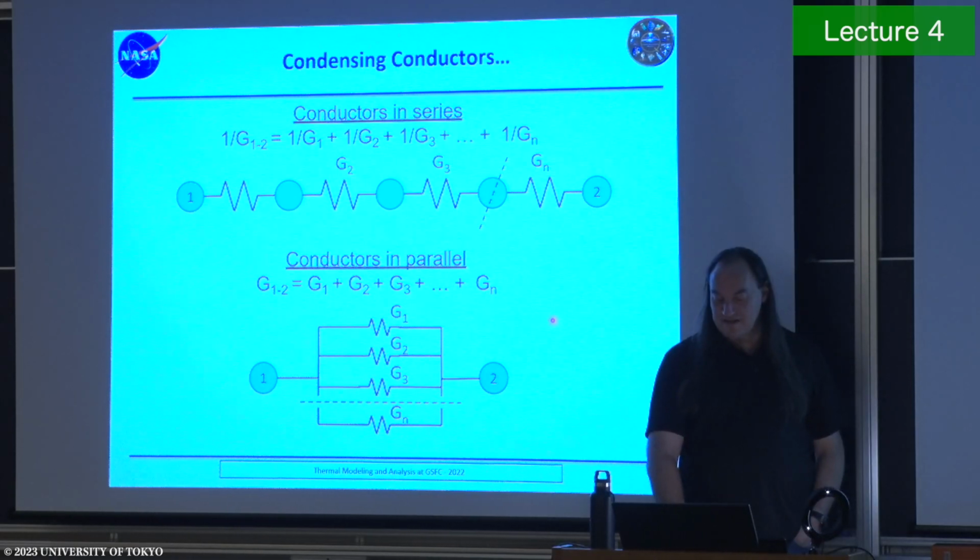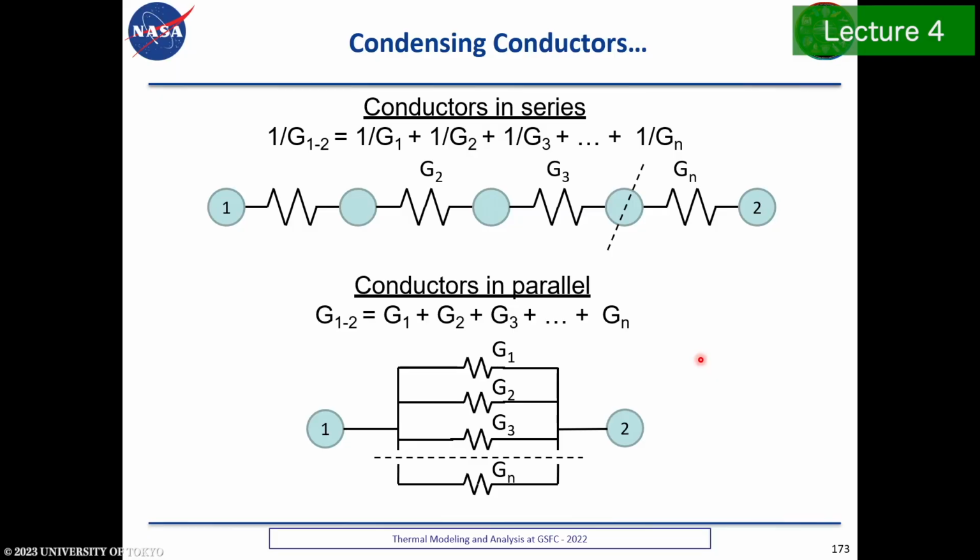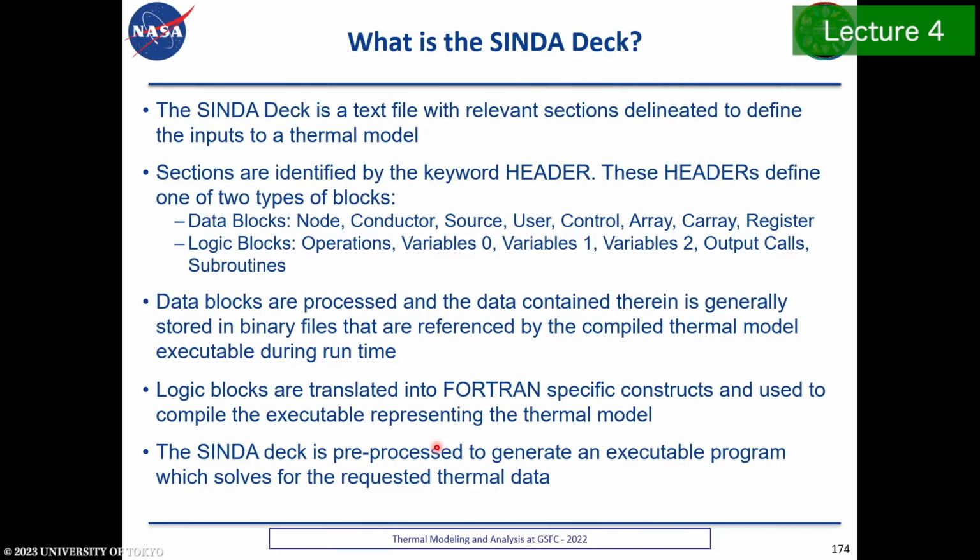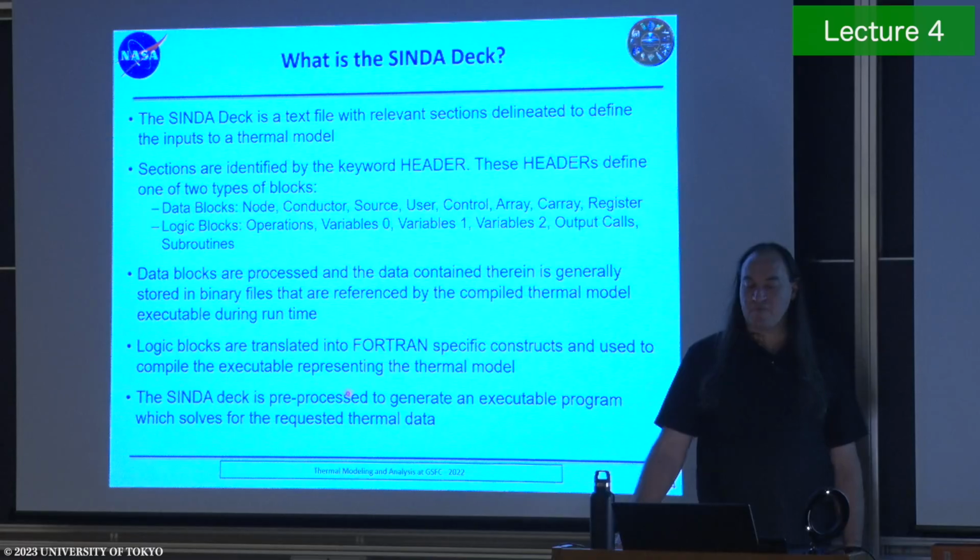So we'll see what that does in a little bit, but just a little bit about conductors in series. The sum of the inverses, inverted, is the effective conductance. Conductors in parallel, you sum them up, opposite of resistors. Resistors in series, you just add the 1/overs, resistors in parallel, add straight away. So let's talk about the CINDA deck.